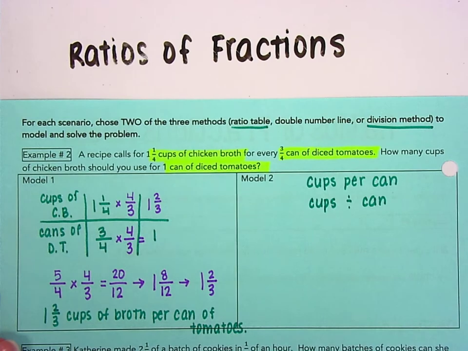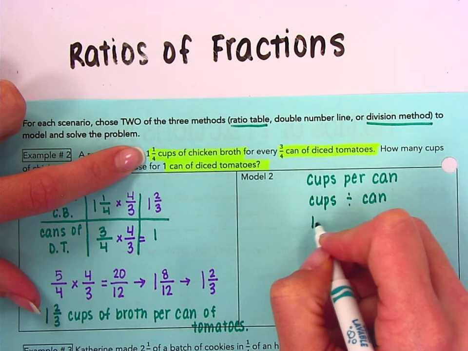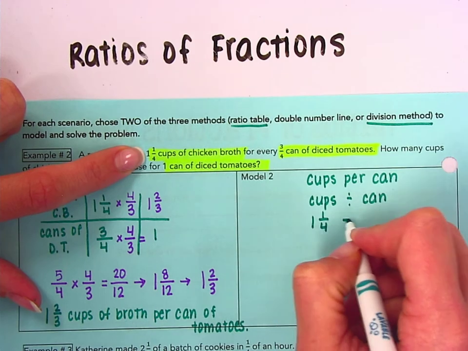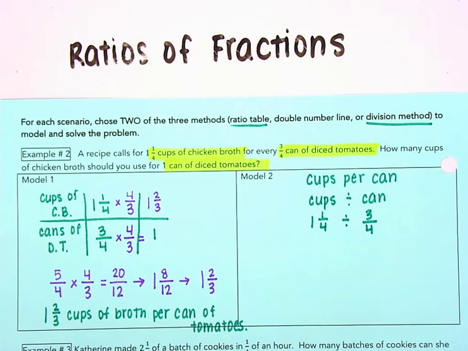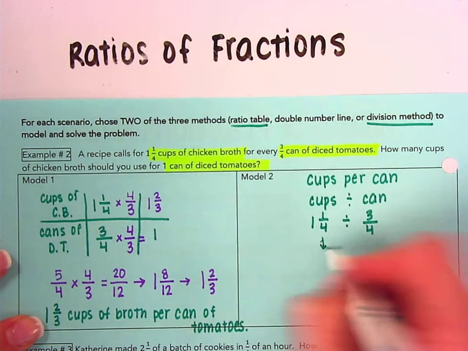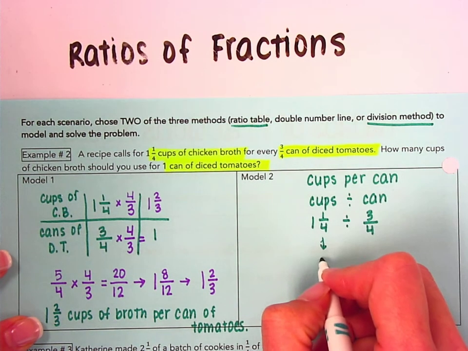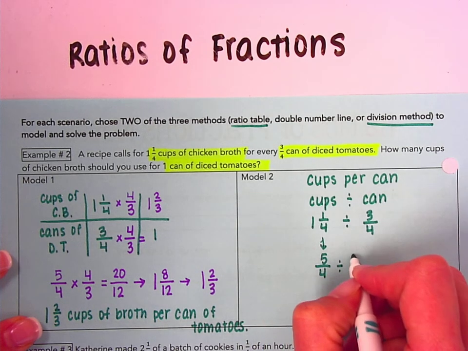Now we can take the numbers associated with cups and cans and divide them. So 1 1/4 cups of chicken broth divided by 3/4 of a can of diced tomatoes. Again, we know we cannot multiply or divide any mixed numbers without changing them to improper fractions. So we're going to do that first. 1 1/4 becomes 5/4. And we're dividing by 3/4.